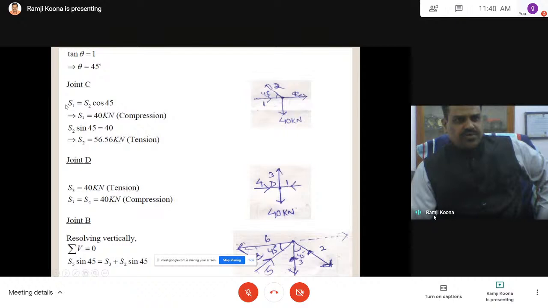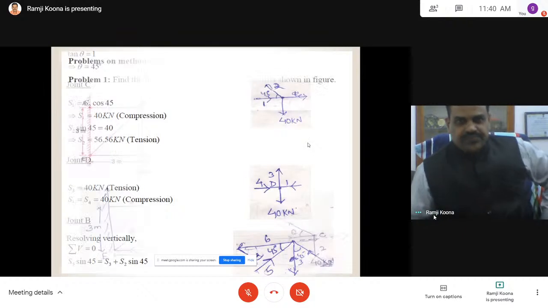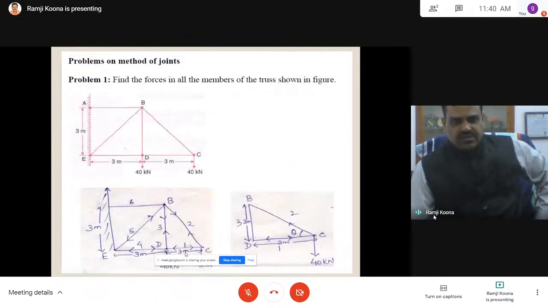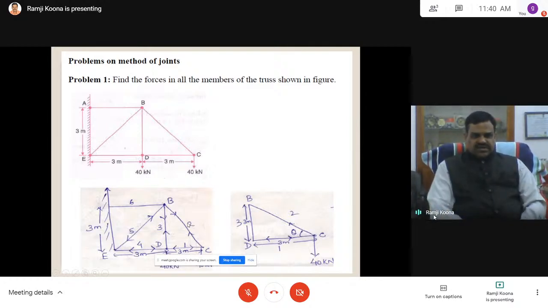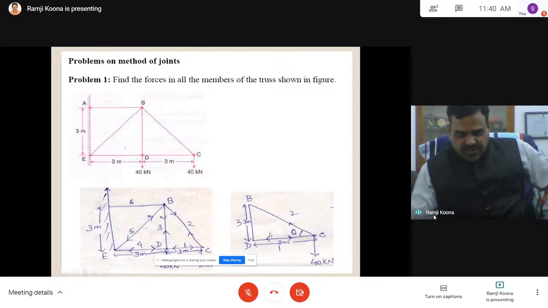We got positive values for both. That means the assumed direction is correct. When the member is represented like this, it is called tension. When I represent it like this, it is compression. That is, increasing length and decreasing length. You can follow any convention, but this is the standard convention. With reference to this joint, if this is away from the joint, and here also, because they are equal and opposite. That's why the assumed direction is correct.